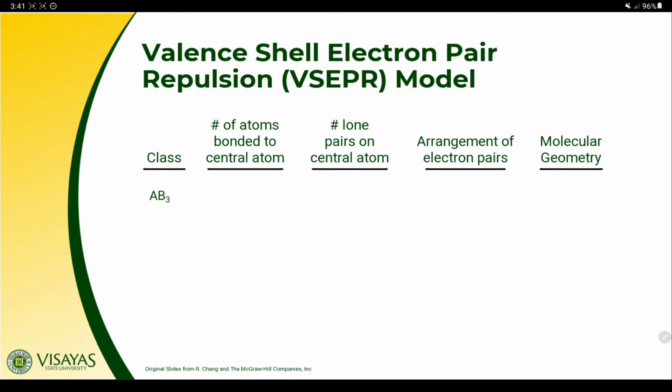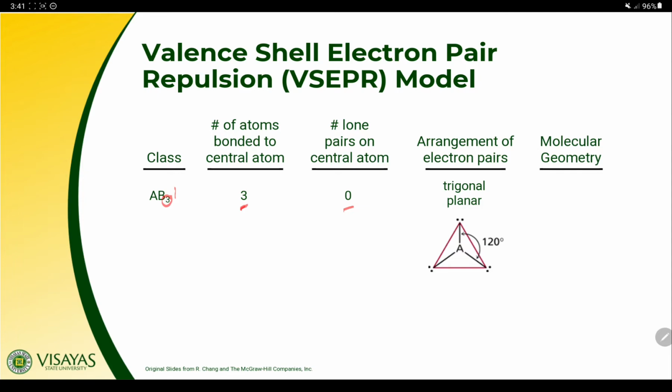Next, we have our AB3 class. Here we have three atoms bonded to the central atom, and there are no lone pairs on the central atom. So we have our three atoms bonded. We don't have lone pairs on the central atom, so you can't see any E in there. So the arrangement of the electron pairs is trigonal planar. We have our three electron pairs, and the bond angle is 120 degrees.